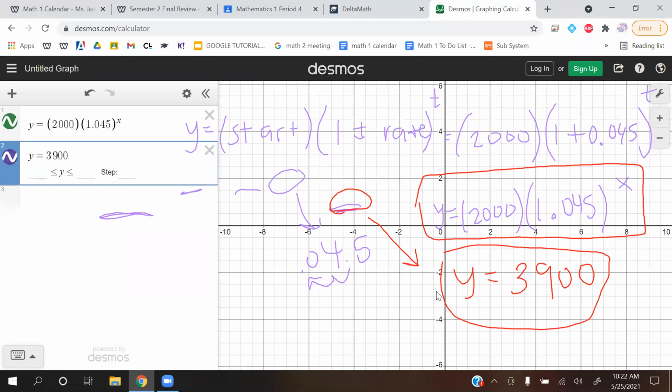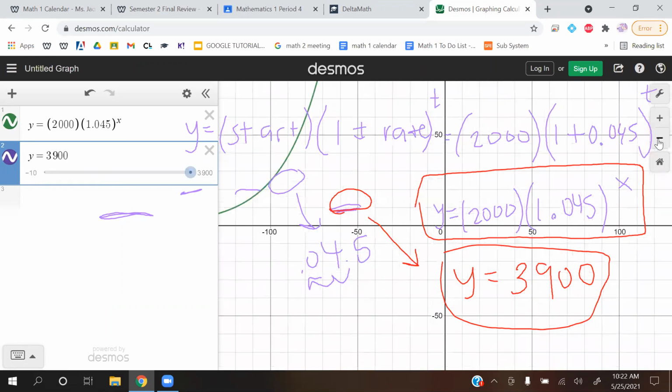All right, so I typed my 2 equations in there, and I'm like, oh no, I don't see anything. Why don't I see anything? Well, if you look at my numbers, this goes up to 6. Look at this number, 3,900 and 2,000. I need to zoom out until I see the thousands. So that's what I'm going to do. I'm going to zoom out a ton.